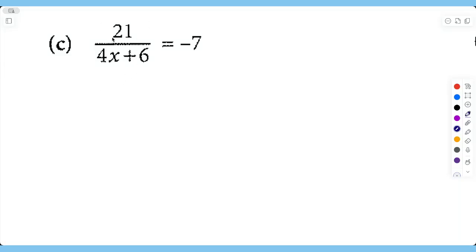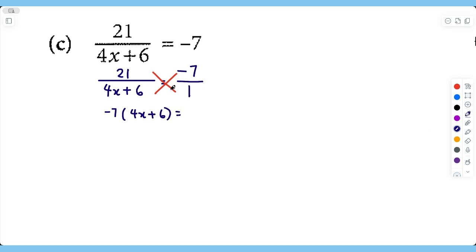We have a fraction on the left side and a constant term on the right side. I will write back the term on the left side, and for negative 7, I will put as negative 7 over 1. Then we cross multiply. Negative 7 bracket 4x plus 6. 21 times 1 is 21.